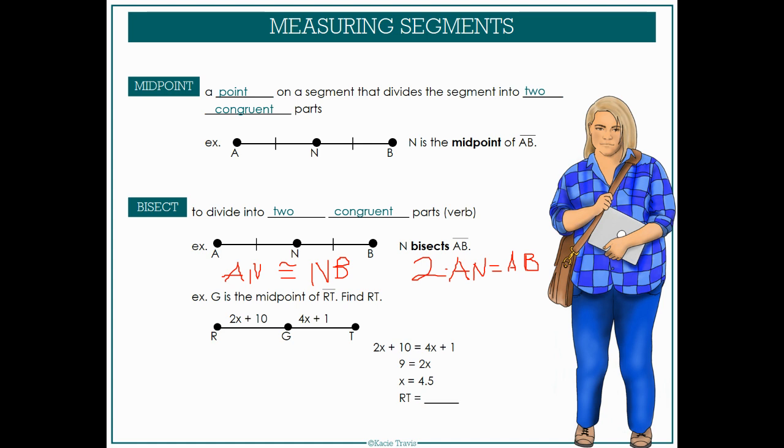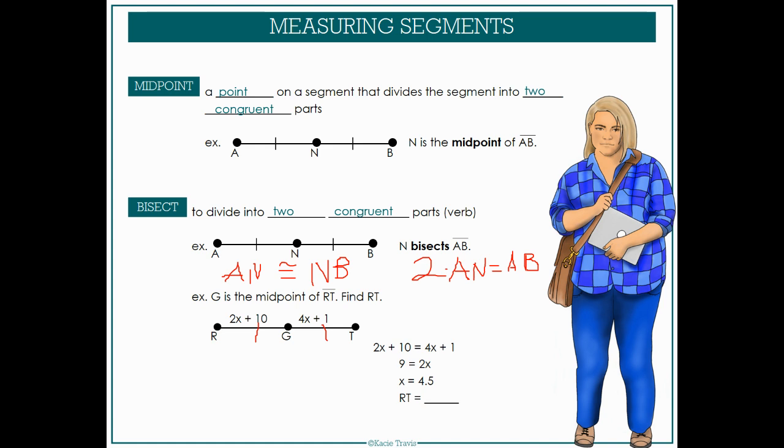Now, what we're going to do is use the segment addition postulate and our different vocab words with midpoint and bisect so we can go through and solve this equation. In this example, G is the midpoint of RT. They want us to find what RT is. If G is the midpoint of RT, that means this side and this side are both equal. So what I can do is take my two sides, 4x plus 1 and 2x plus 10, and set them equal to each other to find out what x is.